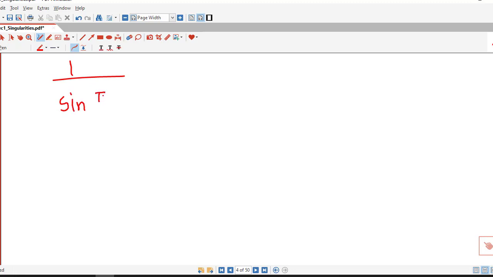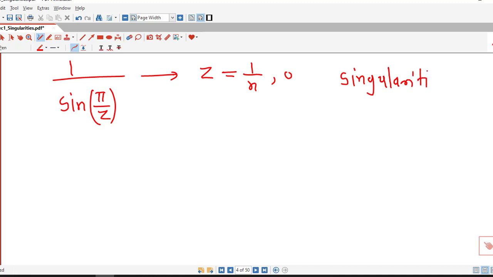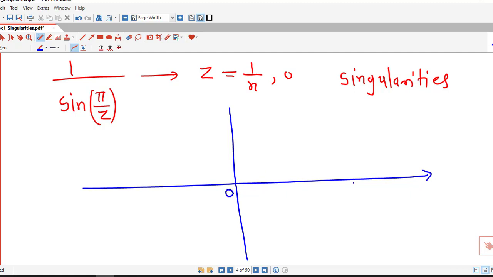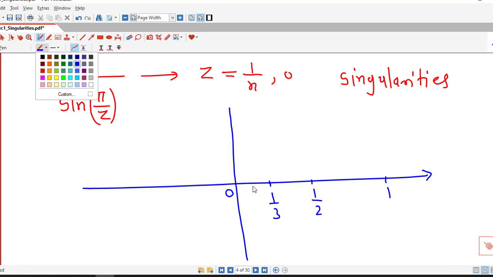We can again discuss this function for isolated singular points. We have seen that z equal to 1 by n and 0 are singularities of this function. So we check whether they are going to be isolated singularities or not. For example, suppose this is the xy plane, suppose this is z equal to 0, this is 1, this is 1 by 2, 1 by 3 and so on. We can have 1 by 4 also. So first we discuss z equal to 0.